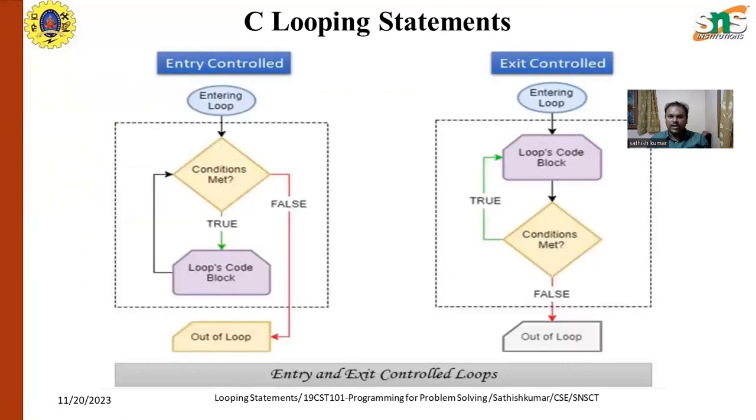Next, this is the flowchart for entry and exit control. In the entry control loop, on entering the loop the condition is checked. If the condition is true, the loop's code block is executed. A false condition means it goes out of the loop. In an exit control loop, on entering, the loop's code block is executed first. After that, the condition is checked. Only if the condition is true does the loop move to the next iteration. Otherwise, if it is false, it comes out of the loop.